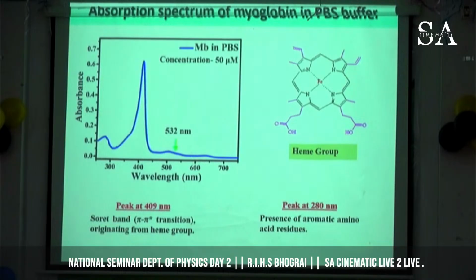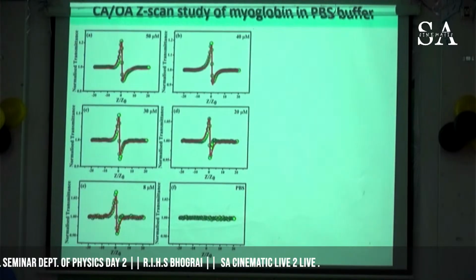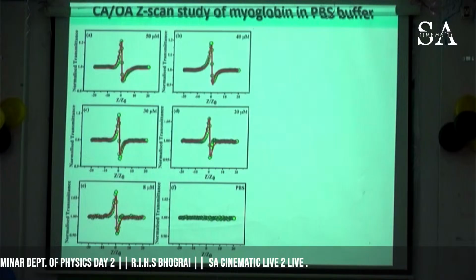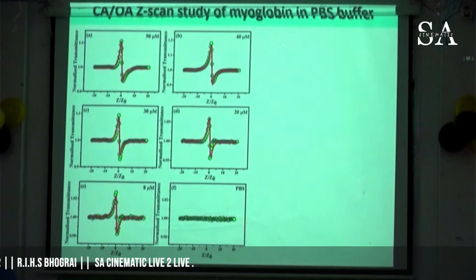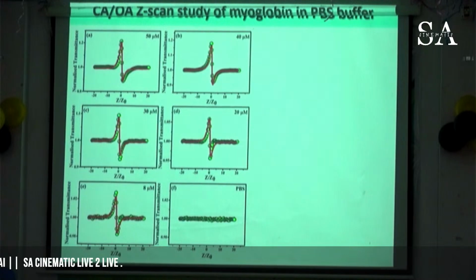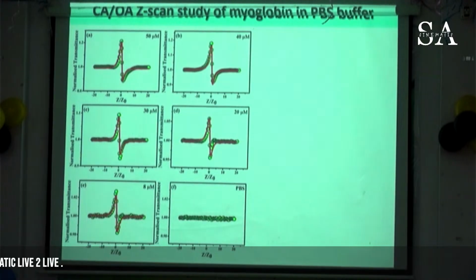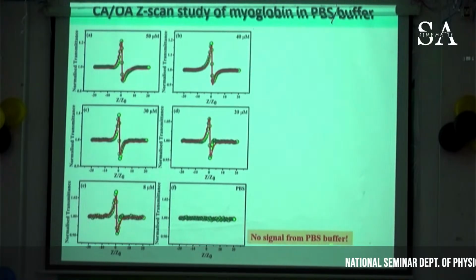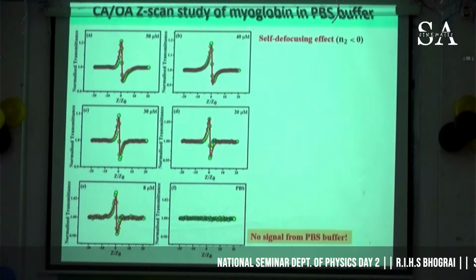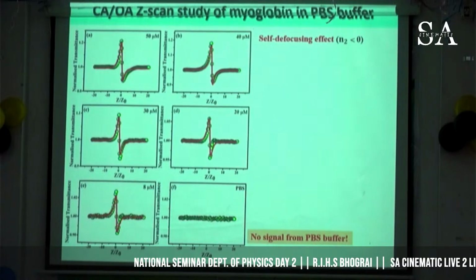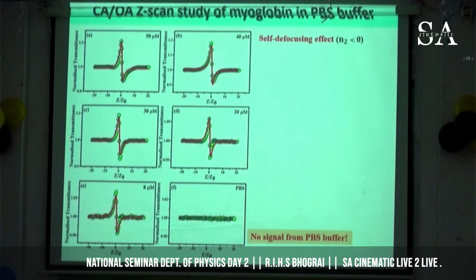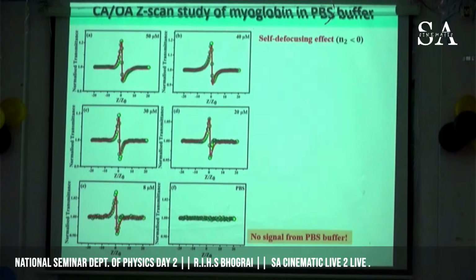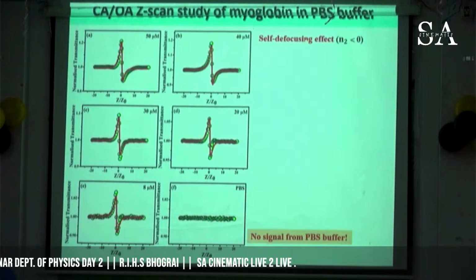As previously, we tested this with a pure myoglobin sample in solution, in the PBS buffer. You purchase this and do it. What we saw here is that the PBS did not give any signal. That is a good sign, because the solvent we are using should not give any nonlinear signal, otherwise your main signal will be corrupted. Then we got the signal, and the effect we got is self-defocusing.